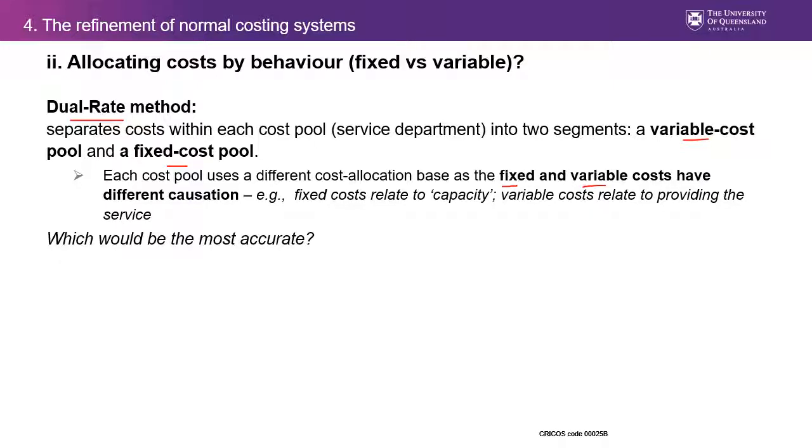So the dual rate method would be the most accurate because remember, we know that variable costs behave differently to fixed costs when we're talking about per unit. So the more units or the more cost driver, the lower the fixed cost per unit of the cost driver. But for variable costs, it maintains the same cost per unit of cost driver. So the most accurate method would be the dual rate, but for the purposes of simplicity, we're using a single rate in this course.